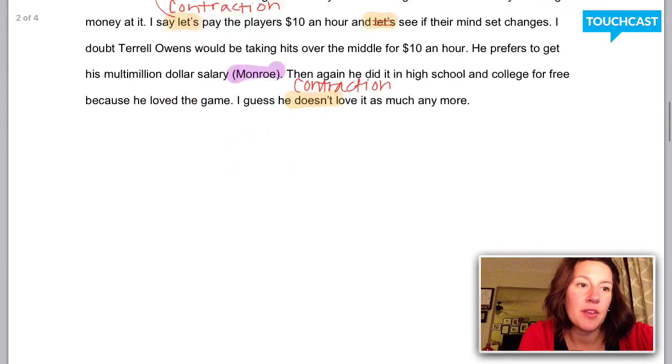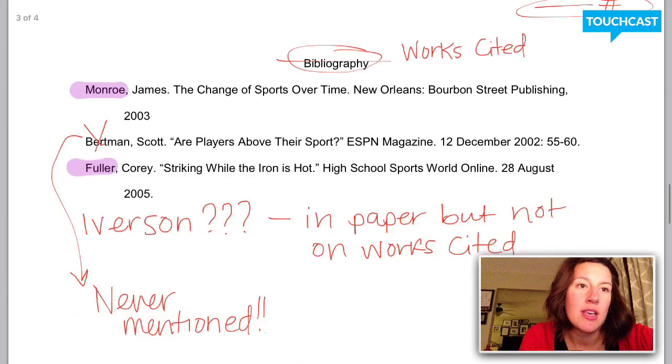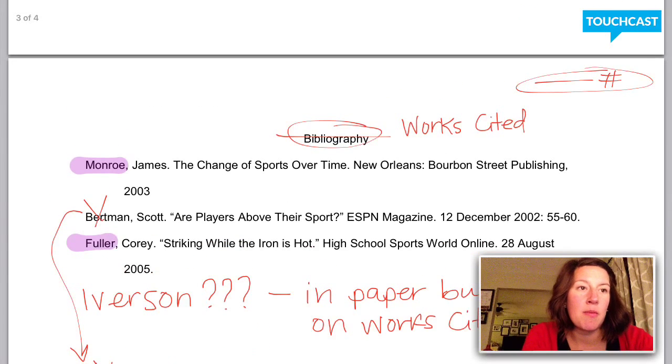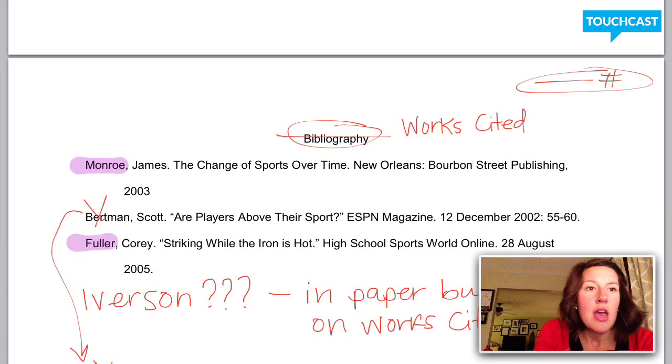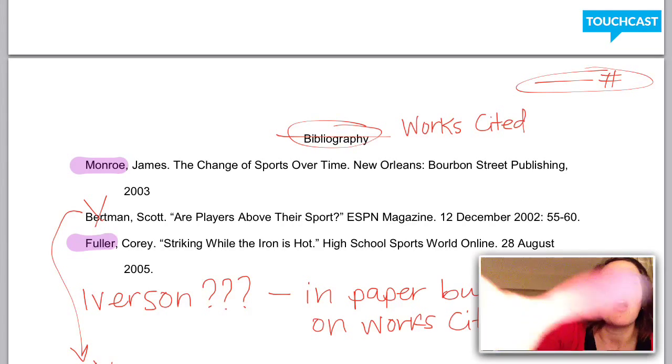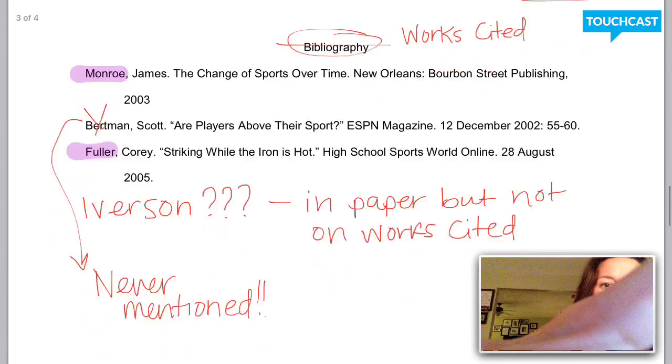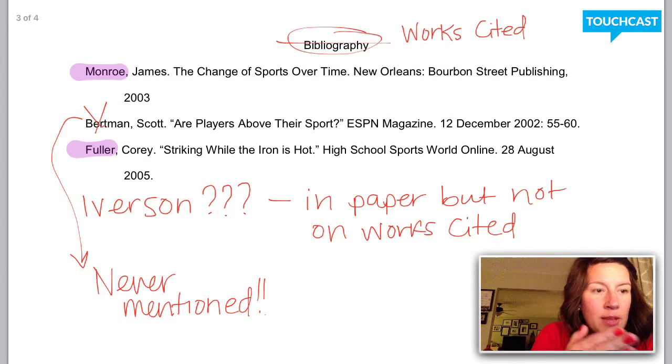Doesn't. Alright, now I'm going to scroll down to the very bottom where it has a works cited. There should be a last name and page number in the top right hand corner. It should say works cited, not bibliography. Okay, we have Monroe. Bertman was never used, never mentioned, never in any of the parenthetical, never mentioned as just the author's name. So I X that out, you need to take the whole thing out. And then we don't have Iverson. Iverson was highlighted in purple but not anywhere in the works cited. Therefore you would lose points for that.